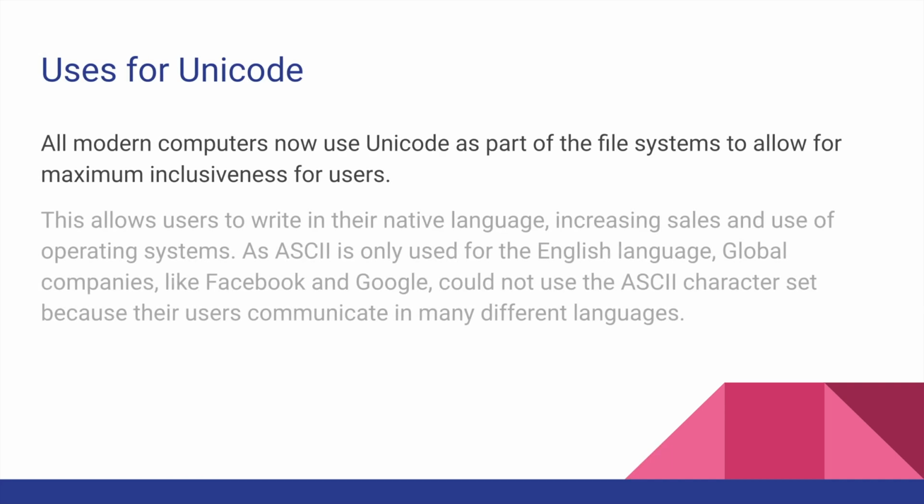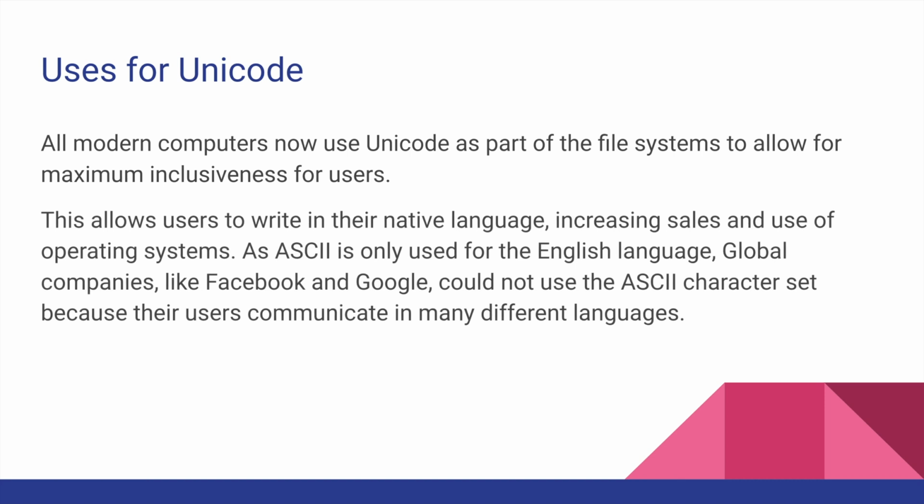Now, we use Unicode a lot. All modern computers now use Unicode as part of their file systems to allow for maximum inclusiveness, there's your word for the day, of users. That means that if I speak and write English badly, but if I was a native French speaker or a native German speaker or a native Chinese speaker, I could still read and write and save in that native language. Global companies like Facebook and Google cannot use the ASCII character set because they communicate in most languages around the world. So they have to have a character set to use for that.